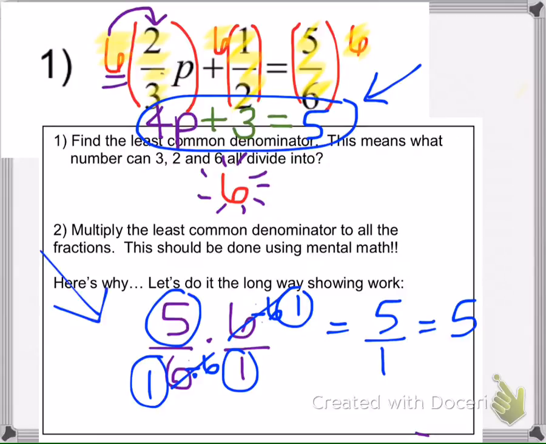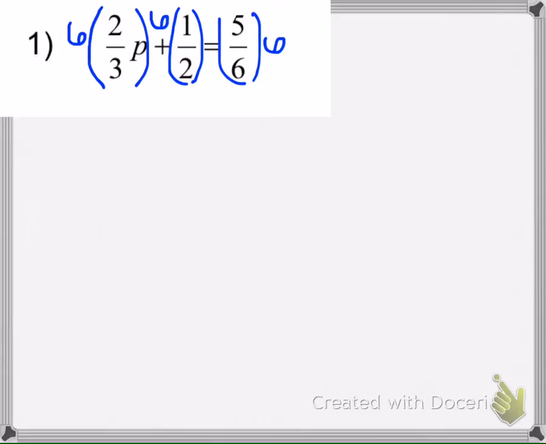Now this work here does not need to be shown, so let's go through it how you would do it using mental math. So if I was doing this problem with mental math, I would say to myself, 3 goes into this 6 right here twice. So it goes into this 6 twice. And then I would do 2 times 2 is 4. So I'm doing this in my head.